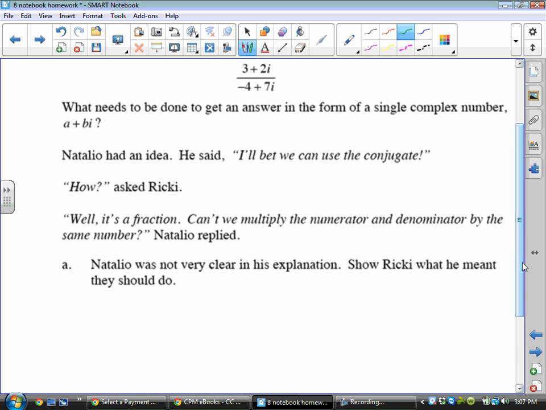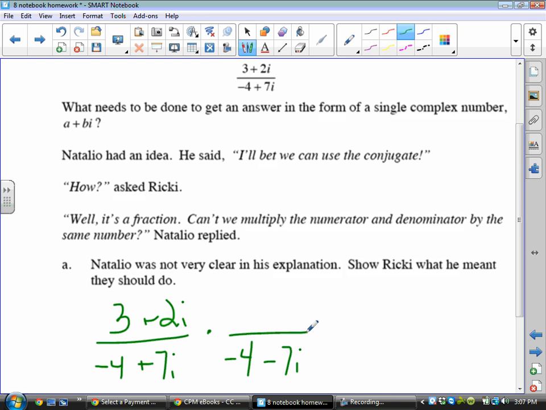If I multiply this original problem, (3 + 2i) divided by (-4 + 7i), times the conjugate of the denominator, the conjugate just basically means the opposite sign with the i term. So negative 4 stays negative 4, but I get minus 7i. And I need to multiply by the same thing on the top and bottom. What I'm trying to do is get rid of the denominator.